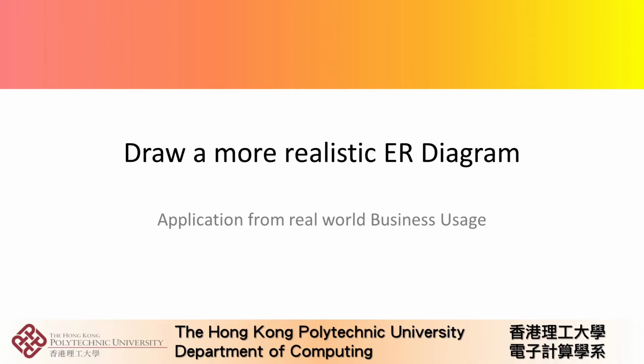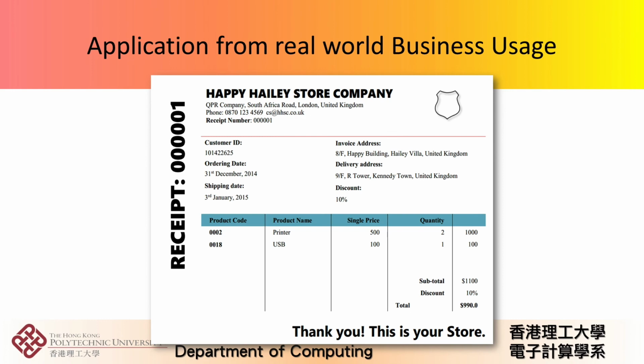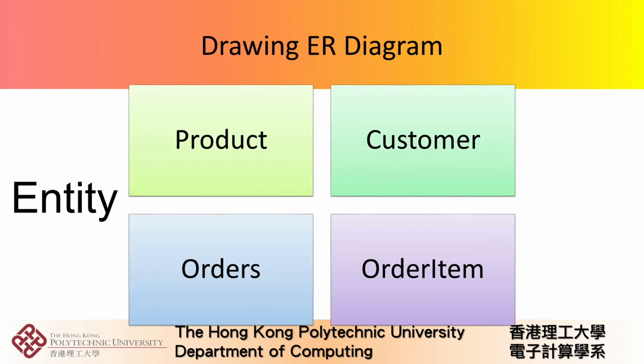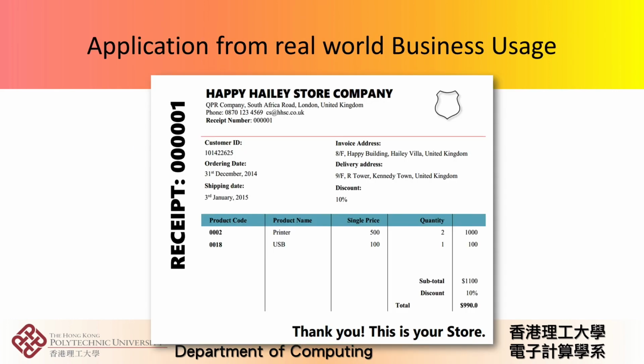We can then draw a more realistic ER diagram. This is the receipt for a customer after they bought some items, and it contains a lot of information. From the receipt, we can identify the entities as follows. They include product, customer, order, and order item. We can use these entities for drawing the ER diagram, and we can identify the attributes from the receipt.